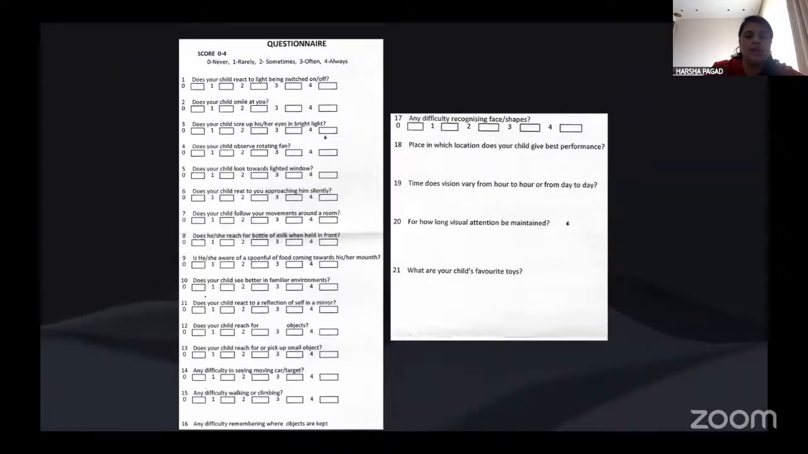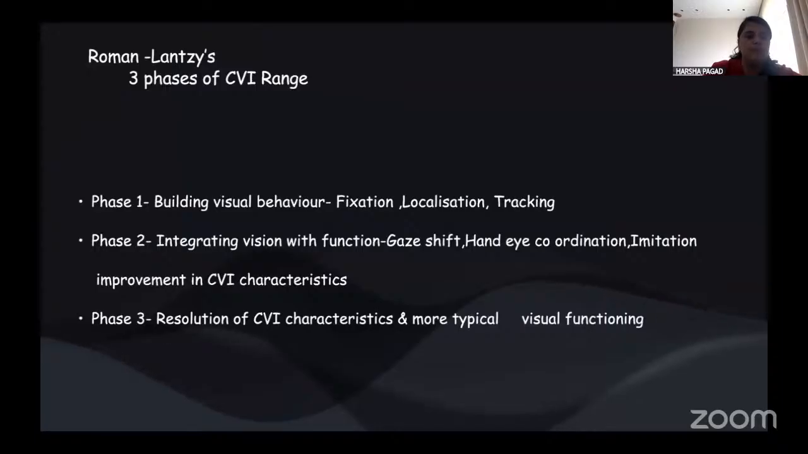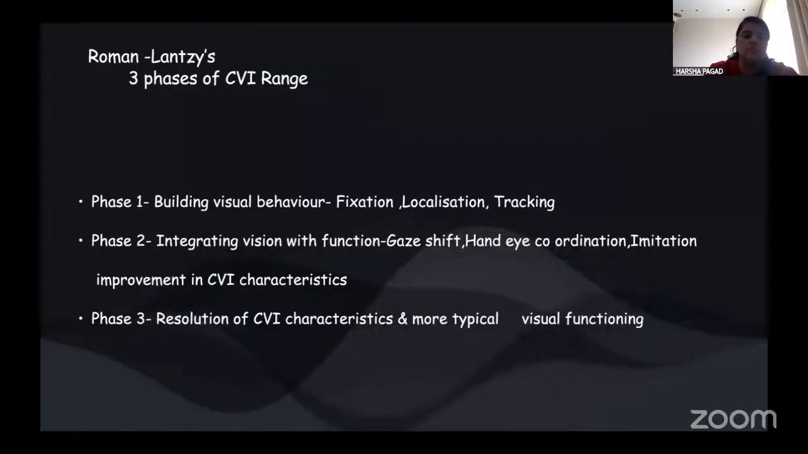So we have a questionnaire where we examine the child, assess the child, and grade the status, so that we know how the improvement is after therapy. There are three phases of CVI intervention. In the first phase, we try to build the visual behavior, like helping with fixation, localization, and tracking. In phase two, we are trying to integrate the vision with function, like gaze shifting, hand-eye coordination, imitation, and improvement in other cognitive behavior.